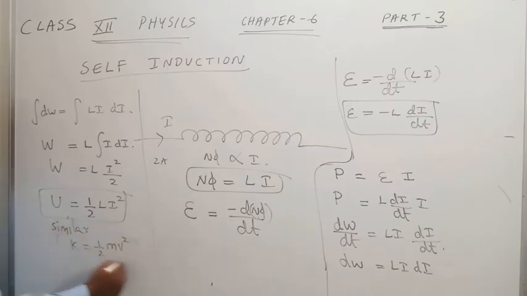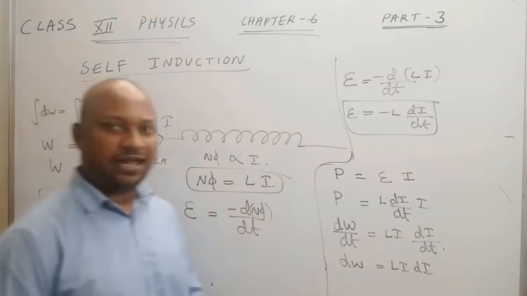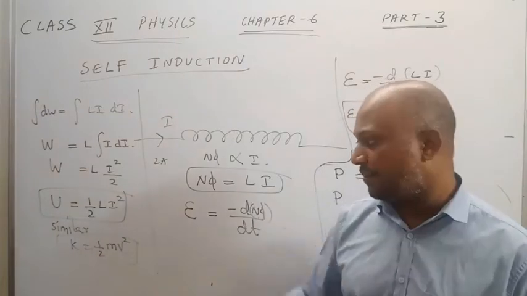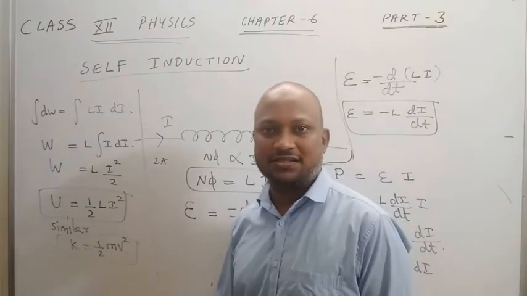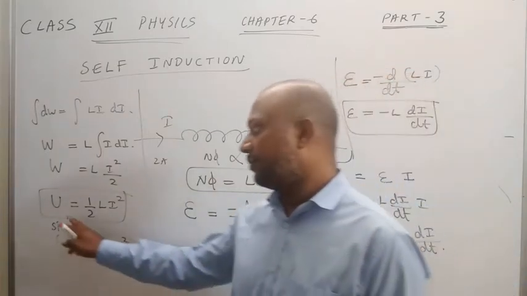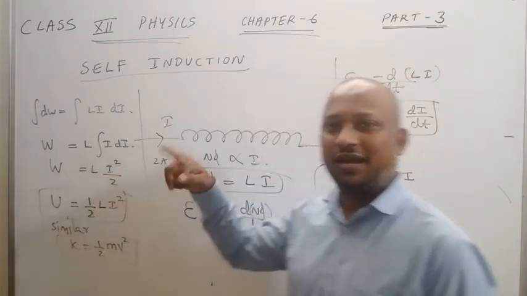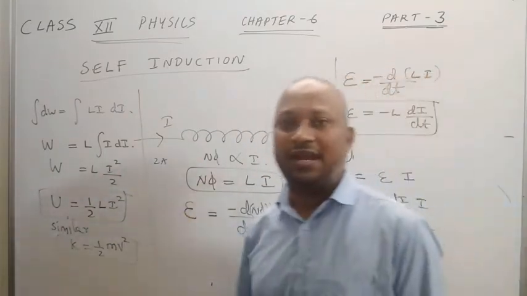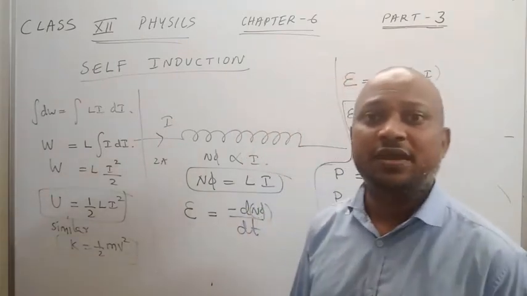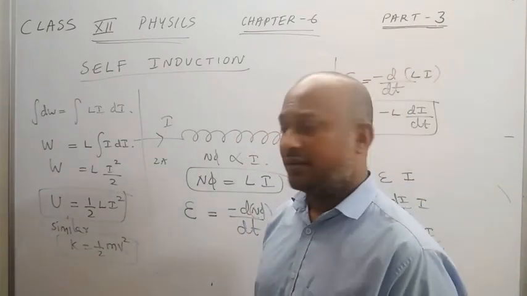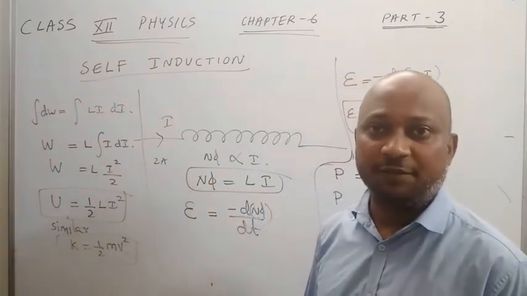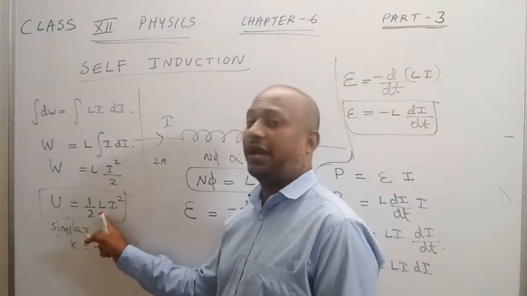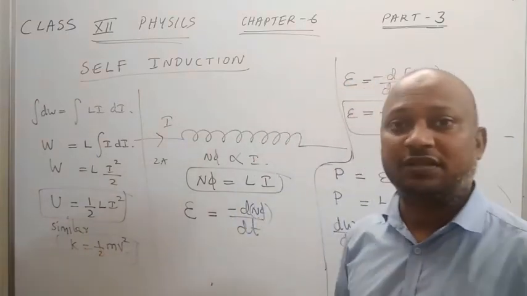So if something is moving with a velocity v, then the kinetic energy is half mv square, where m is the inertia of mass, and here the potential energy of the inductor is half Li square, where L is the inductance and I is the current passing through it. So if the current is flowing through it, then it has a potential energy there, and that is half Li square.